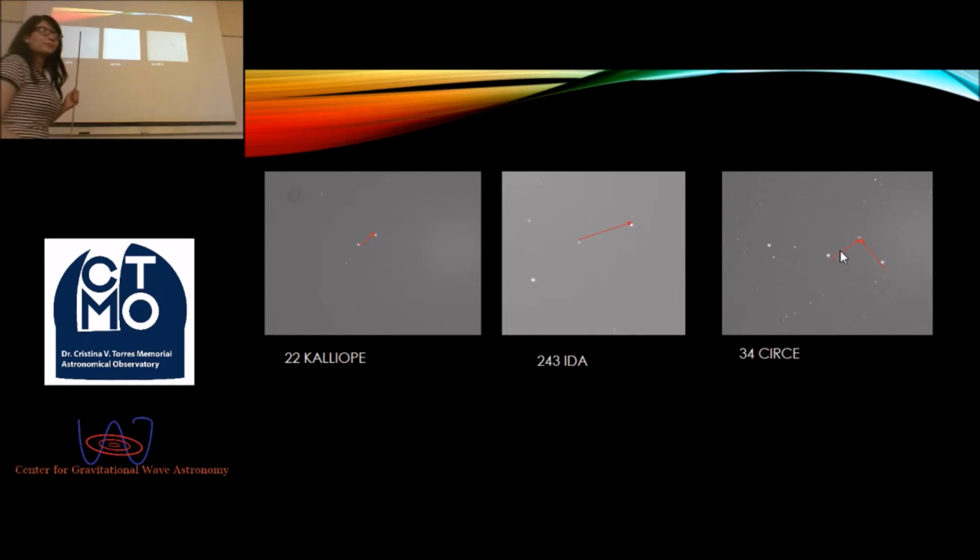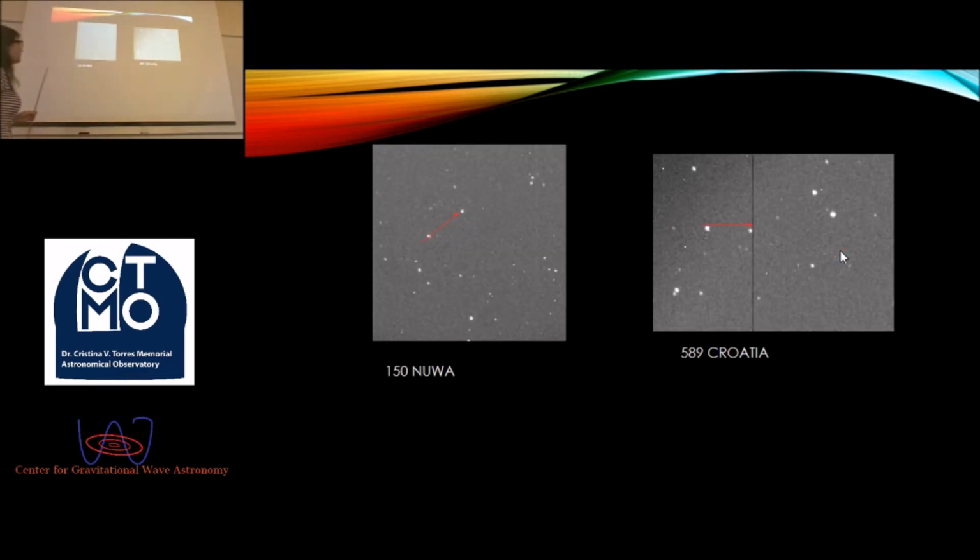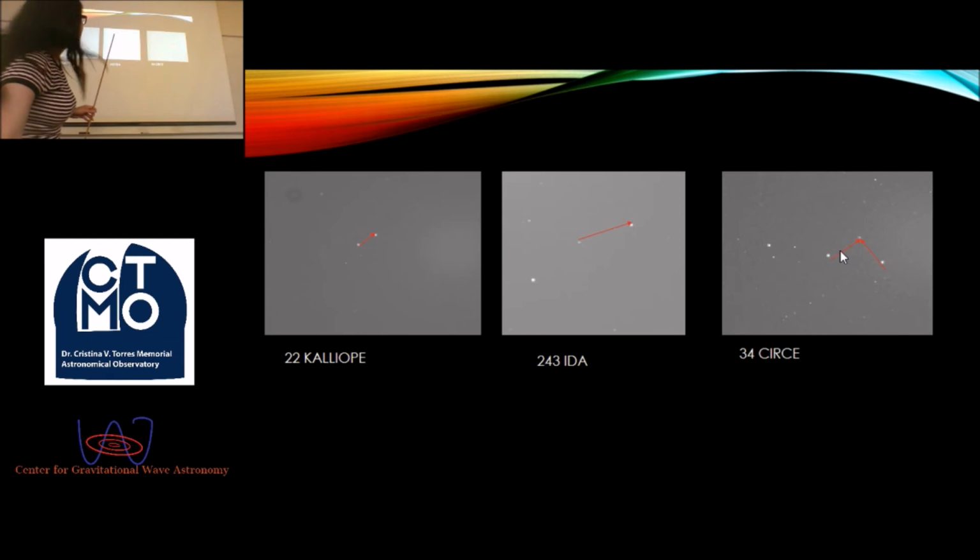But what happened with Circe? I mean, the third one that you showed before, why? Oh, this one. Usually this asteroid was around here, but since these two stars were in the middle, I just put the glass here. You guys can see that.